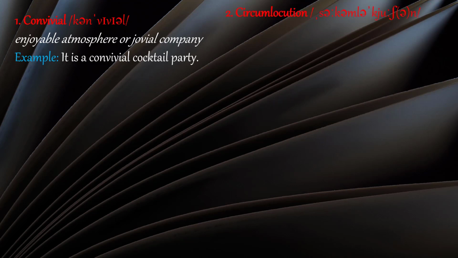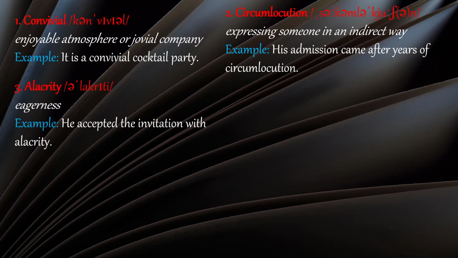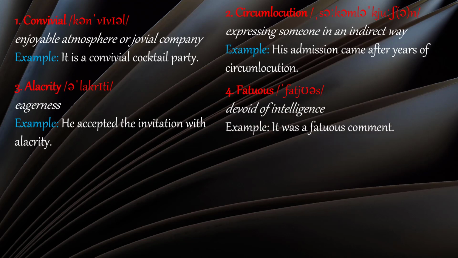The second one is circumlocution. Its meaning is expressing something in an indirect way. For example, his admission came after years of circumlocution. Number 3, alacrity, eagerness. For example, he accepted the invitation with alacrity. Number 4, fatuous, devoid of intelligence. Example: it was a fatuous comment.